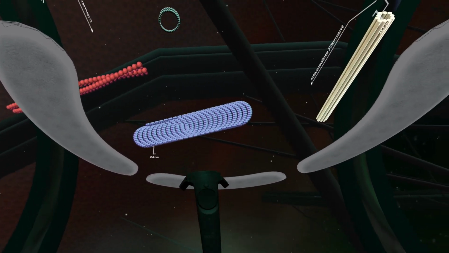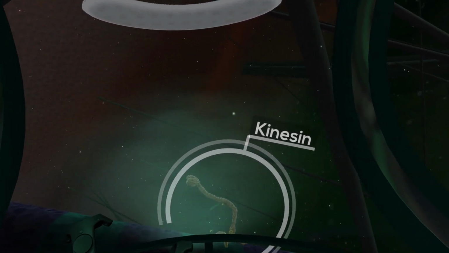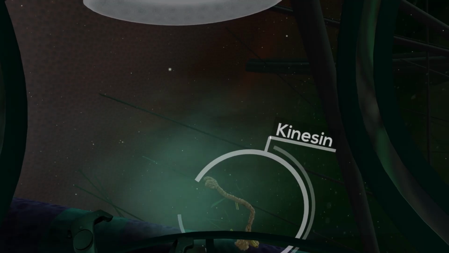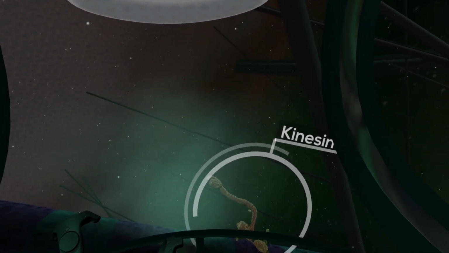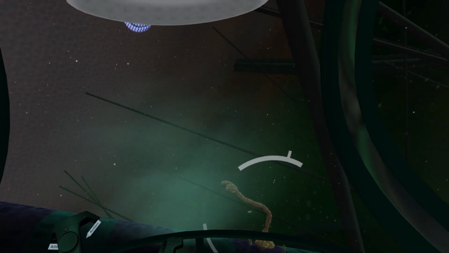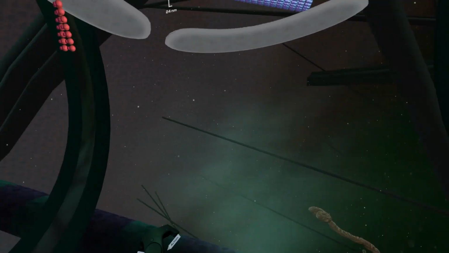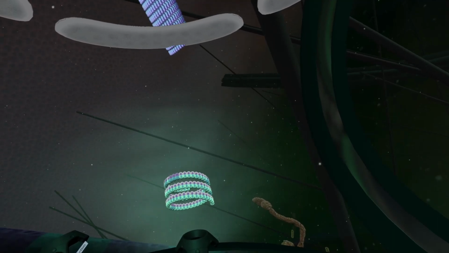A special type of protein, called Kinesin motor protein, has the ability to walk along microtubules. It latches onto larger structures and transports them around the cell. Energy is available in the cytoplasm in the form of ATP molecules. ATP binds with Kinesin and propels it forward.